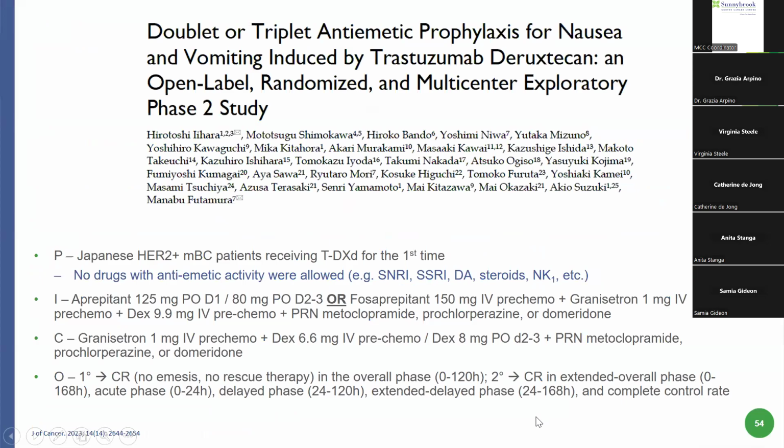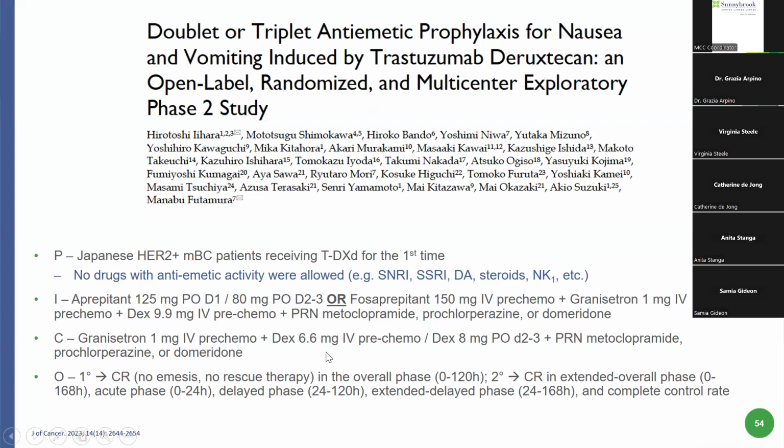Now, this is a new trial. We're just starting to use ADC, so in the literature, the experience about how to manage nausea and vomiting with these compounds is growing. This is a Japanese trial performed in patients receiving T-DXd first line, where they tried a doublet of granisetron and dexamethasone versus a triplet with aprepitant or fosaprepitant, granisetron and dexamethasone.